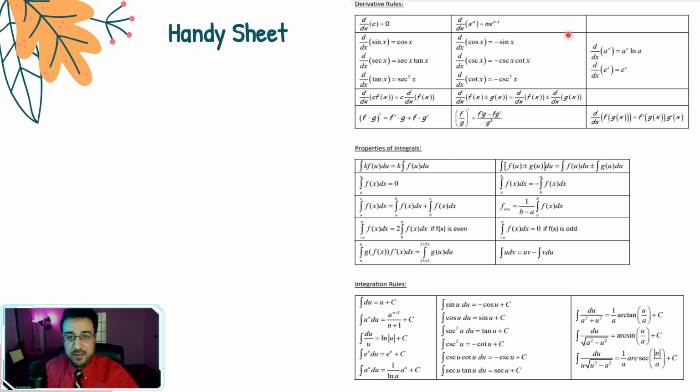You can see you have here derivative rules, and you have properties of integrals, you have integration rules. Those could be handy to have with you if you have an open book exam or even a closed book with equations allowed. So it could lead you to the final answer as fast as possible.